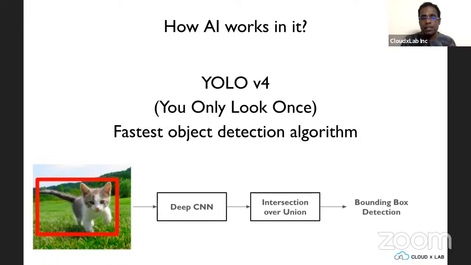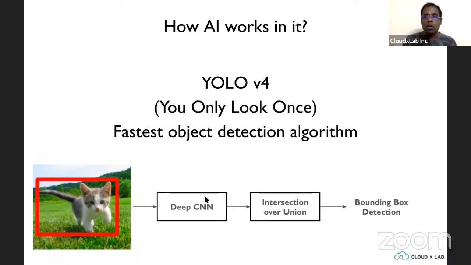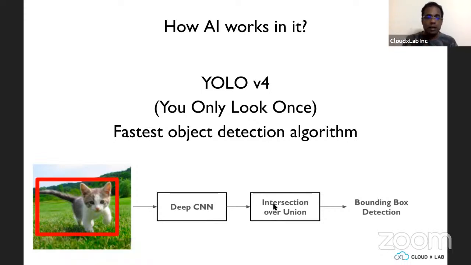But YOLO takes that a little further and does it very elegantly. It's got this deep CNN, and with one pass, it basically creates a lot of detections. Then at the end, you have a process in which all of it is merged together, and you get a final output. We will see how that works as we go forward.